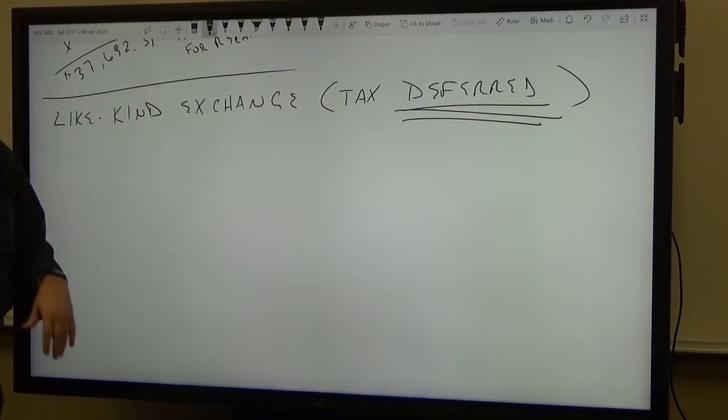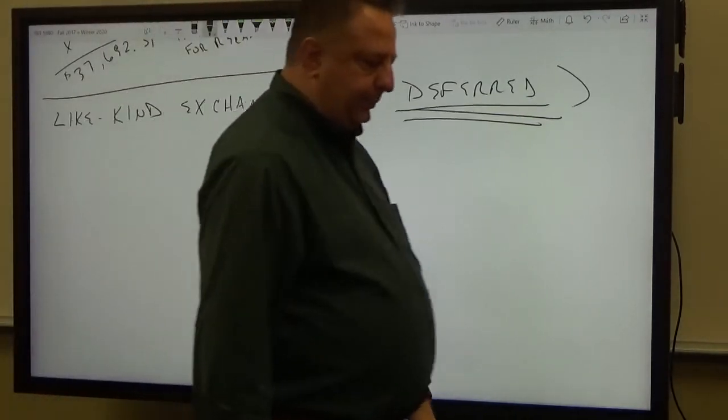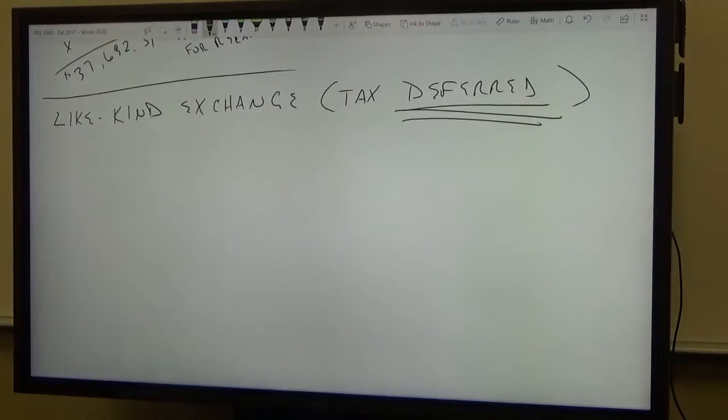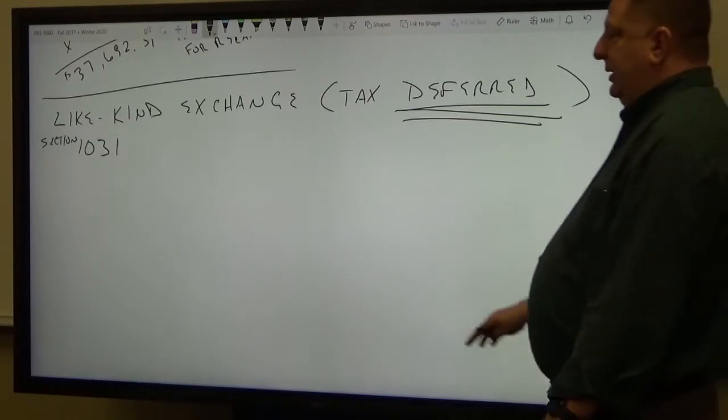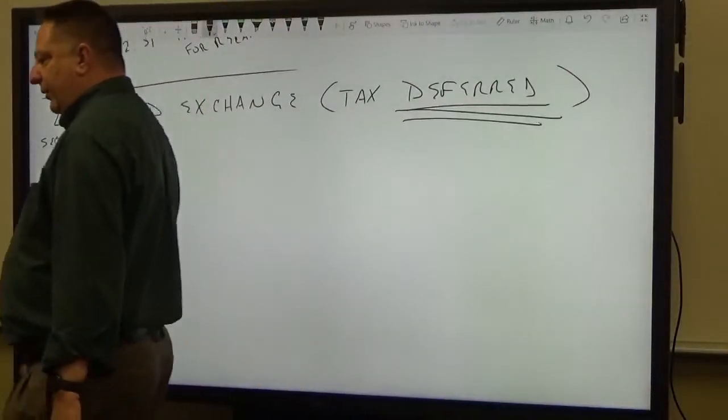What it basically boils down to is this. Congress specifically, with the IRS as the enforcement mechanism, set up what is in Section 1031 of the Internal Revenue Code. That's why it's called a 1031 exchange. It just happens to be Section 1031 of the Internal Revenue Code, and it deals with this whole thing of a like-kind exchange.